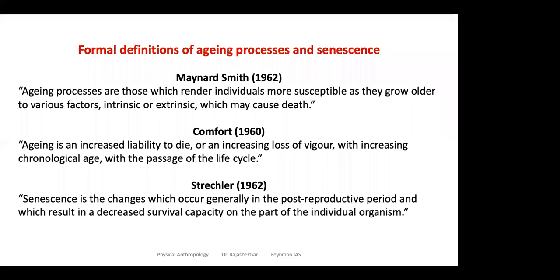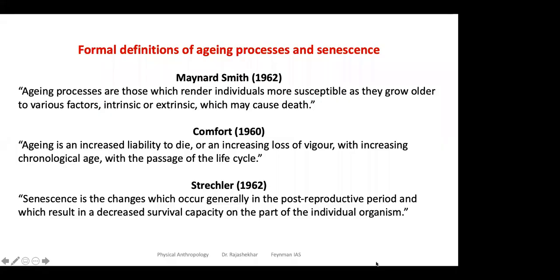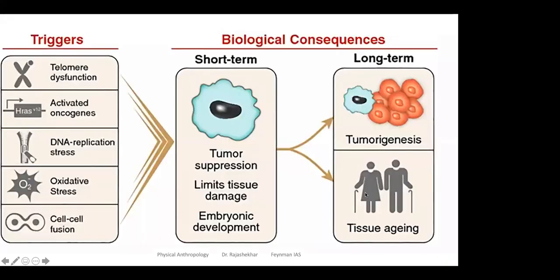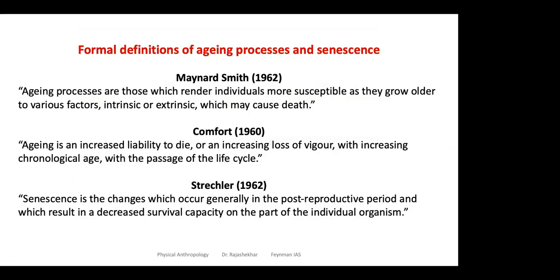Right. These are the formal definitions of aging and senescence. There are a few other things I would like to briefly tell you here as a connection between senescence and the aging process. Senescence is the process where, as we talked about, a cell loses its ability to divide, correct? What are those processes that trigger senescence? What are the triggers for senescence?